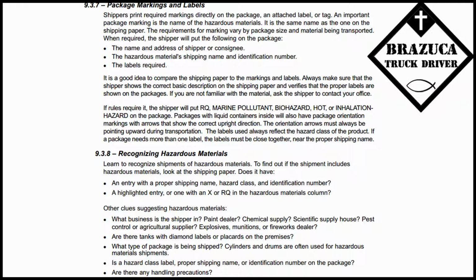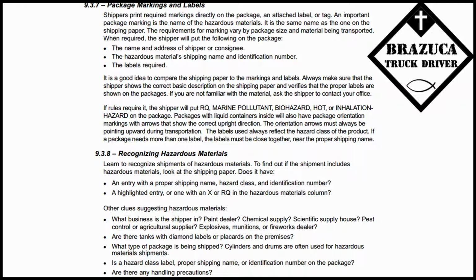If rules require it, the shipper will put RQ, marine pollutant, biohazard, hot, or inhalation hazard on the package. Packages with liquid containers inside will also have package orientation markings with arrows that show the correct upright direction. The orientation arrows must always be pointing upward during transportation. The labels used always reflect the hazard class of the product. If a package needs more than one label, the labels must be close together near the proper shipping name.